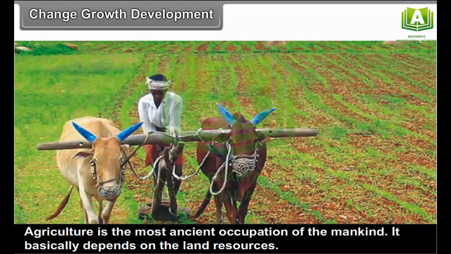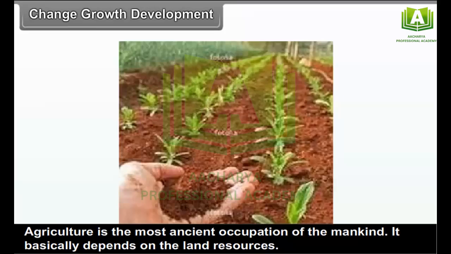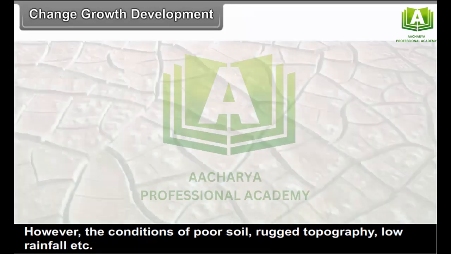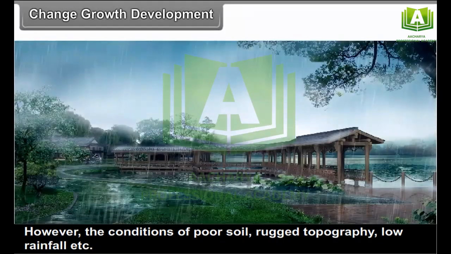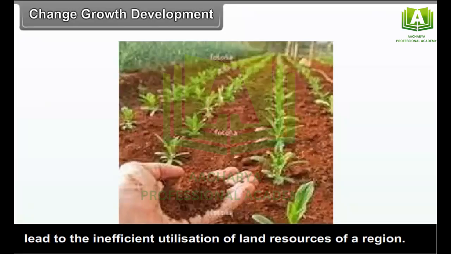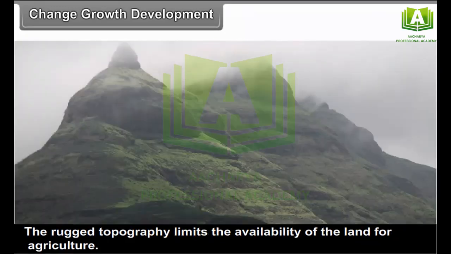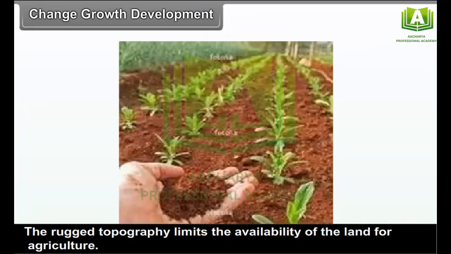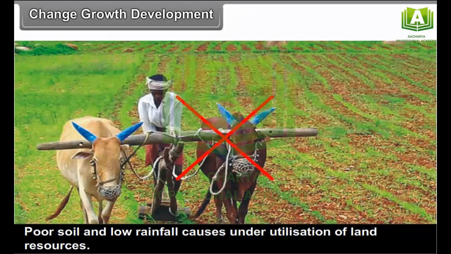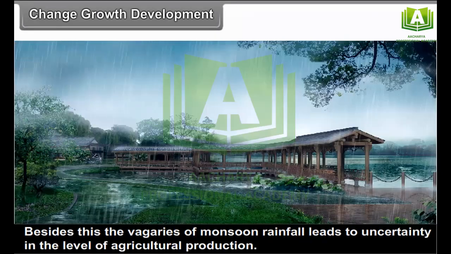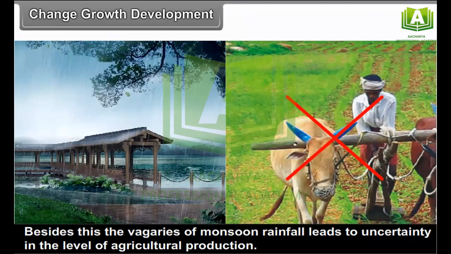Agriculture is the most ancient occupation of mankind. It basically depends on the land resources. However, the conditions of poor soil, rugged topography, low rainfall, etc. lead to the inefficient utilization of land resources of a region. The rugged topography limits the availability of the land for agriculture. Poor soil and low rainfall causes underutilization of the land resources. Besides this, the vagaries of monsoon rainfall lead to uncertainty in the level of agricultural production.